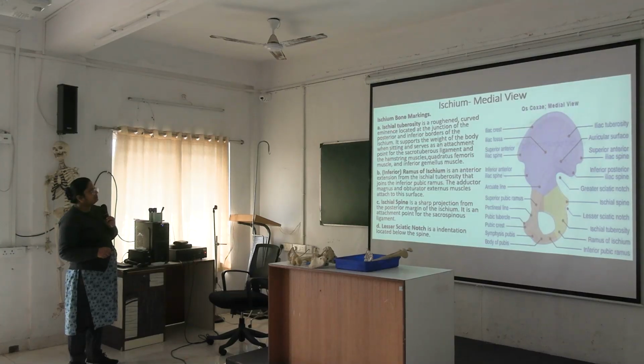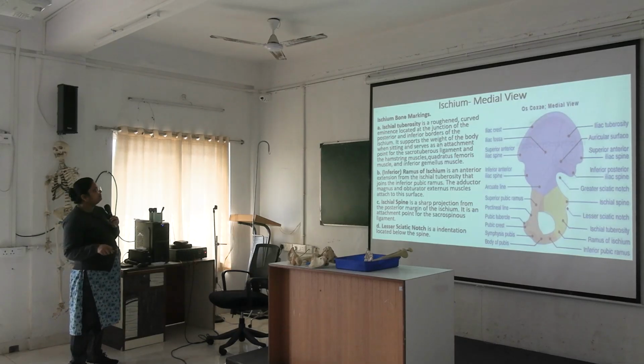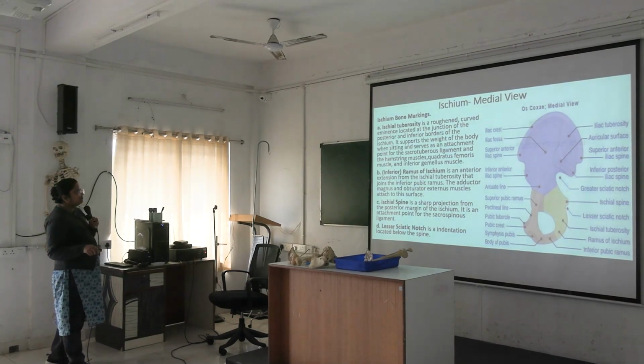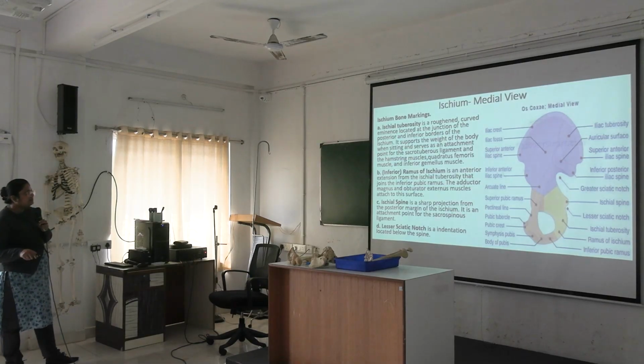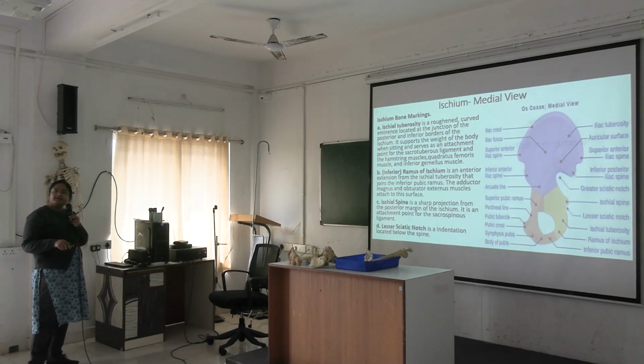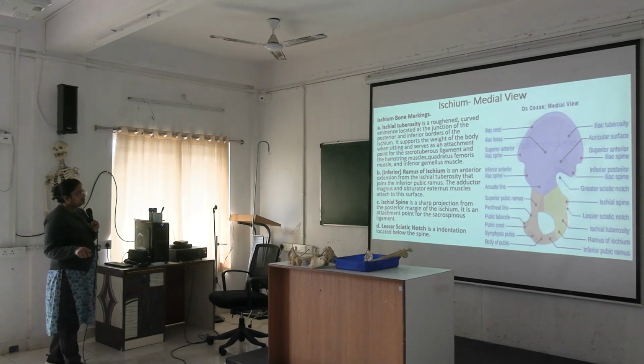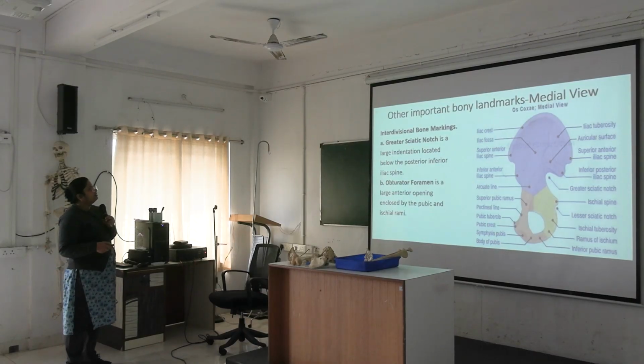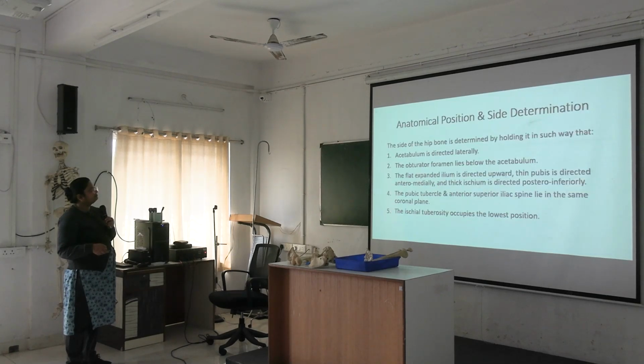Next, for the ischium, you will see the ischial tuberosity, inferior ramus of the ischium, ischial spine. The ischial spine is a sharp projection from the posterior margin of the ischium, an attachment point for the sacrospinous ligament. Okay, and the lesser sciatic notch. So, other bony landmarks you will see are the greater sciatic notch and the obturator foramen.